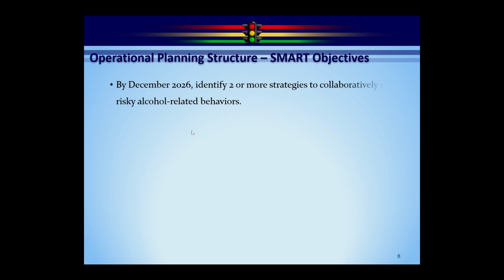Again, let's look at some examples here. By December 2026, identify 2 or more strategies to collaboratively reduce risky alcohol-related behaviors. So our strategies to reduce risky alcohol-related behaviors is the specific part. Our measurement is 2 or more, and our timeline is by December 2026. So it fits the model.